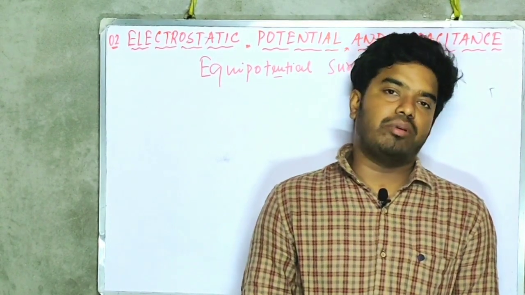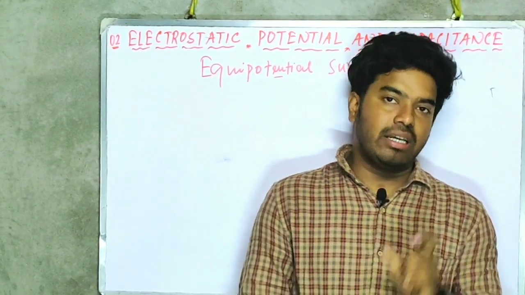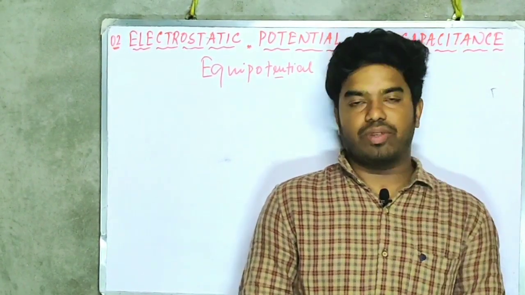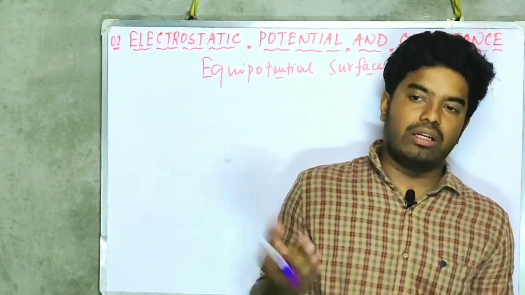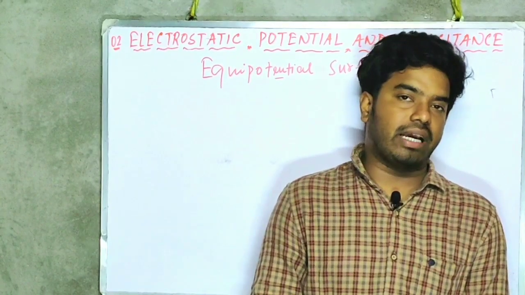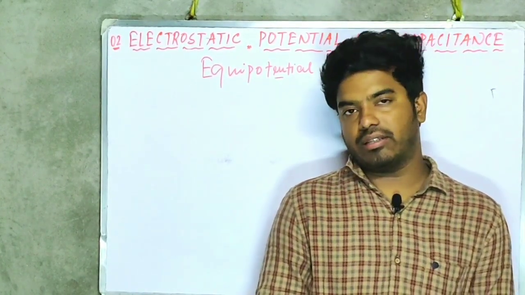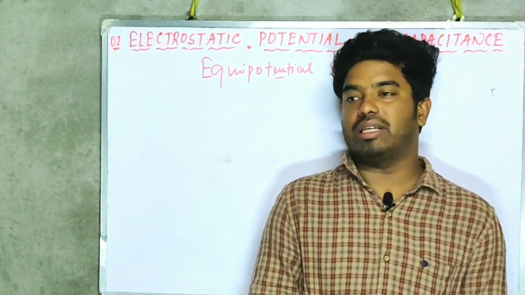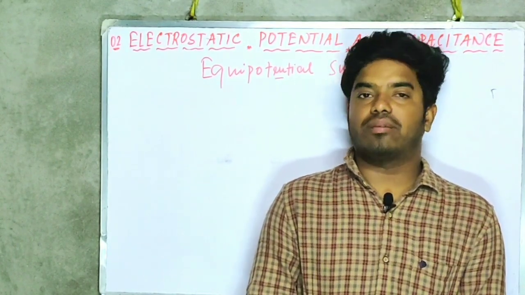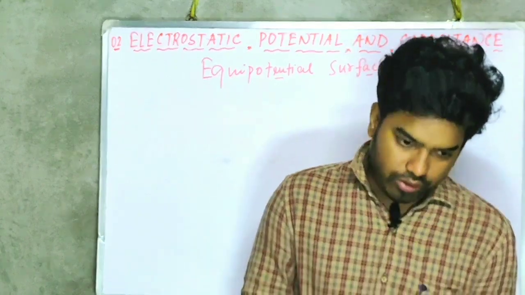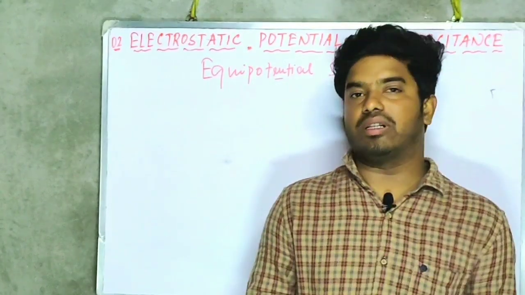Today we will be talking about an important topic, that is equipotential surface and its properties. In chapter 1 we learned electric field lines and their properties. In chapter 2, that is electric potential and capacitance, we will learn equipotential surface and its properties. So first of all, what is equipotential surface?